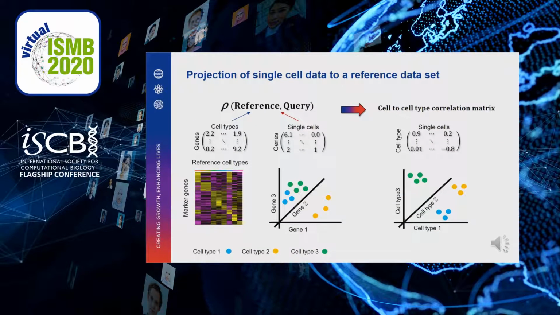So the core of RCA really is the projection step. Here we have a reference which is shown as a heat map on the left, where columns are cell types and rows are marker genes. And we have our query single-cell set where the columns are single cells and rows are the genes. In the projection, we compute the Pearson correlation between reference and query, which we call projection. This results in a new matrix where columns are still single cells, but rows are now cell types. And in an ideal world, as shown in the cartoon on the bottom right, we would hope that cells separate nicely by cell type in this new cell type space.